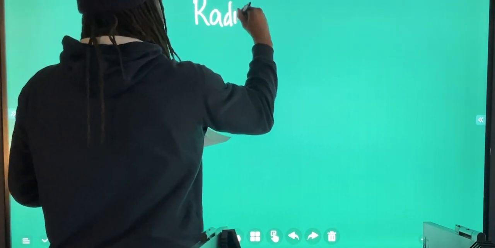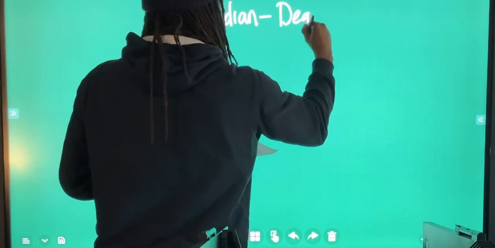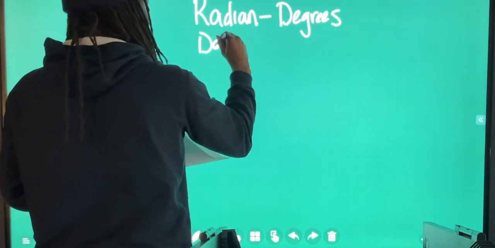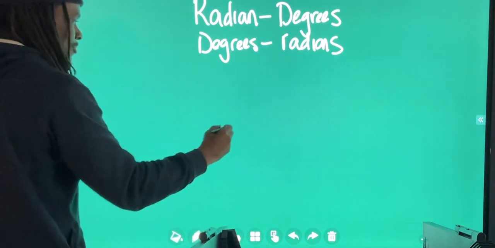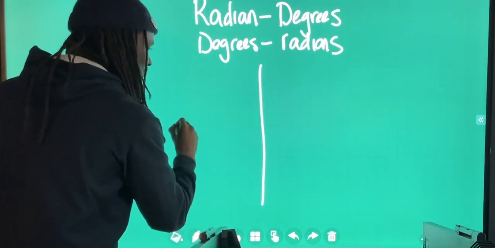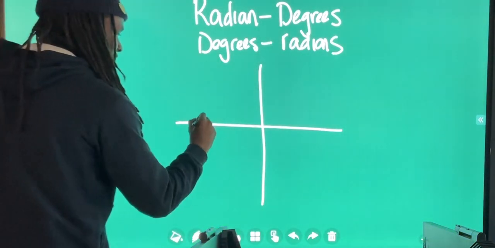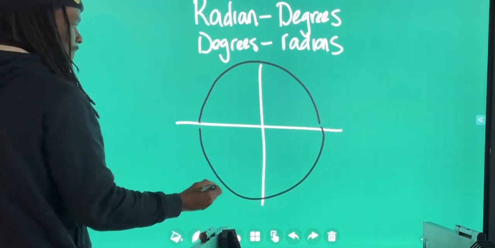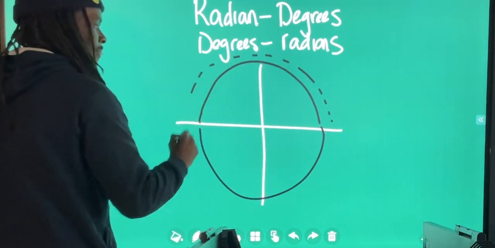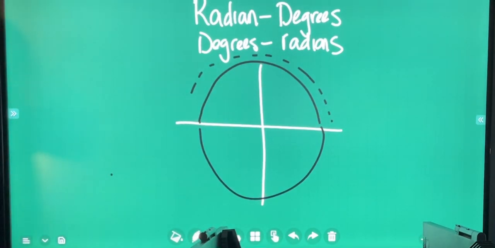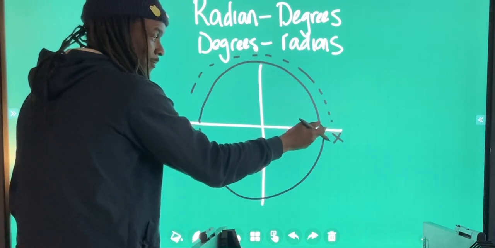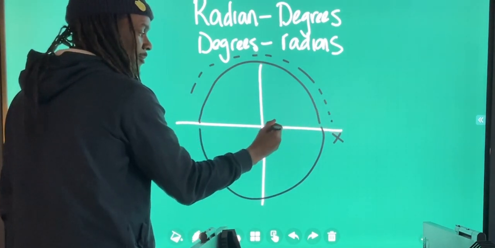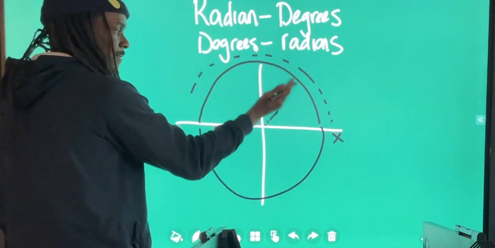Chapter 2, we're now talking about how to go between radians and degrees, and degrees to radians. This is easy, really easy. So go back to that unit circle. This is your X, this is always your starting point. So we always start here going which way? Counterclockwise, going this way.